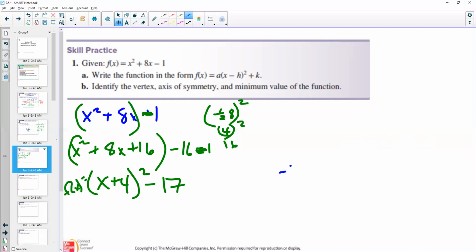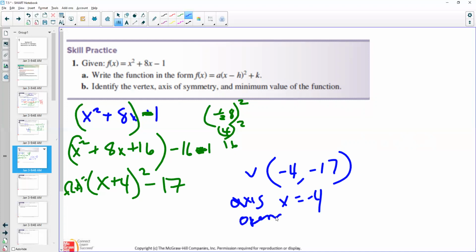Well, I know the vertex is at -4, -17. The axis of symmetry goes through the x value, so it's at x equals -4. It opens up, so the minimum value is here, y equals -17. I'm finished. All right, so not so bad.